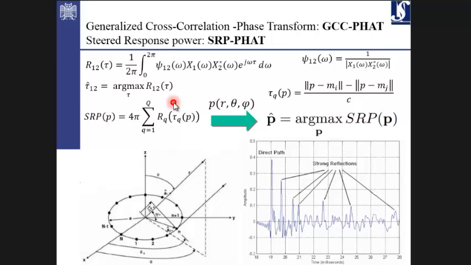So you have the cross correlation function for each pair, and there's one source located in the place P. After doing that, you take the average. So you're averaging over the cross correlation function of what we got from all the pairs. That's the SRP function with respect to the free variable, which is P. And what we do then is finding the P, or the position, which maximizes this SRP function.